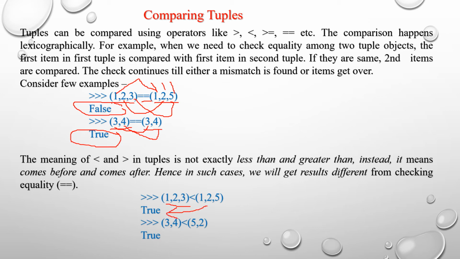Let's consider one more example: (3, 4) less than (5, 2). Here the Python interpreter will give the True result. The meaning of less than and equal is comes before and comes after.